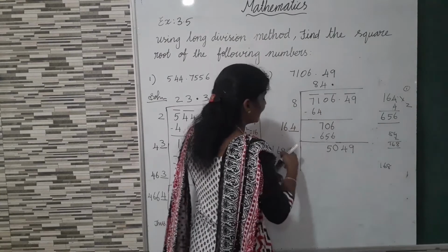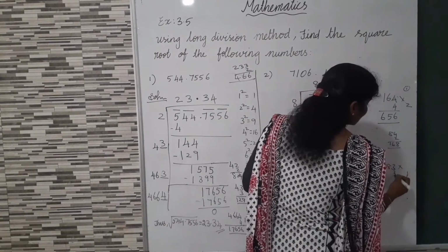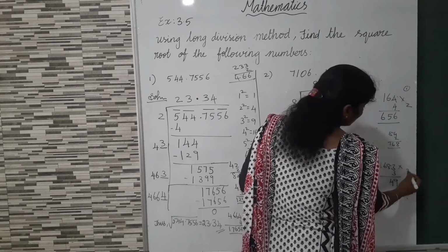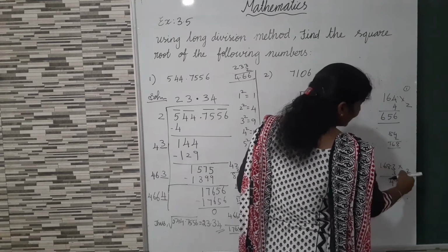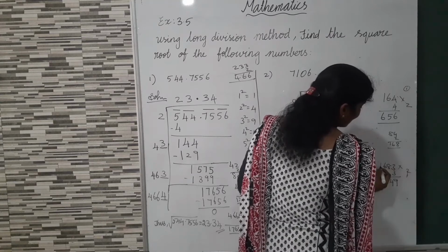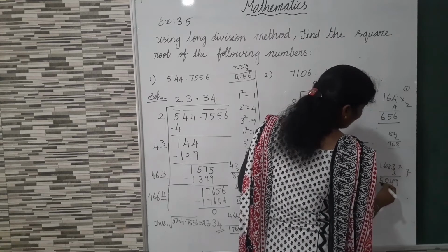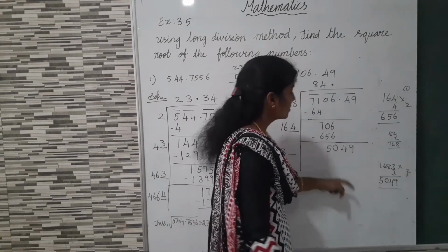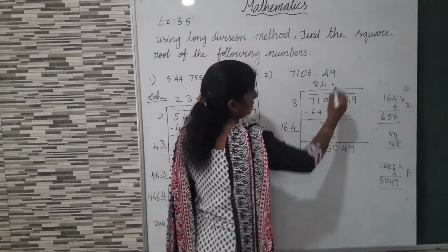168, we add 3 here, so 3 into 3: 3 3s are 9. 8 3s are 24, 2 balance. 6 3s are 18 plus 2 is 20, 2 balance. 1 3 is 3, 3 plus 2 is 5. So we got 5049. So 3 is the digit.